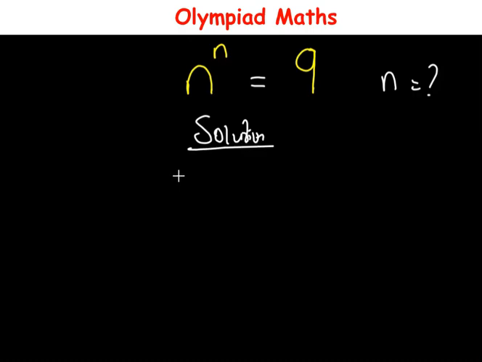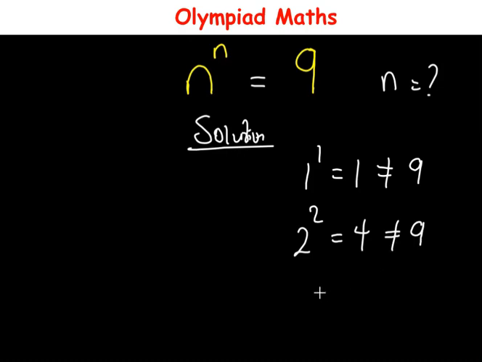Right here, you will pick a number, and that same number you will raise to that particular number, and the value must equal 9. So let's say we try 1. 1 to the power of 1 is equal to 1, and this is not equal to 9, obviously. Now, if you try 2 raised to power 2, this is equal to 4, and it is not equal to 9. If you try 3 raised to power 3, this is equal to 27, and this is not equal to 9.